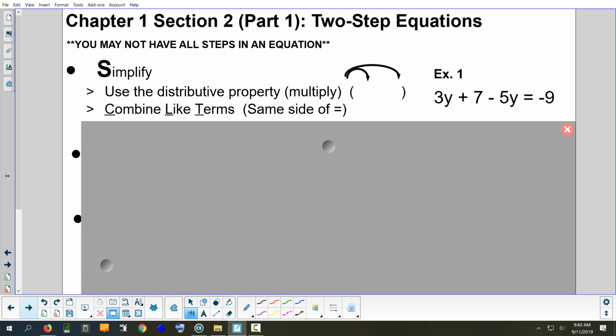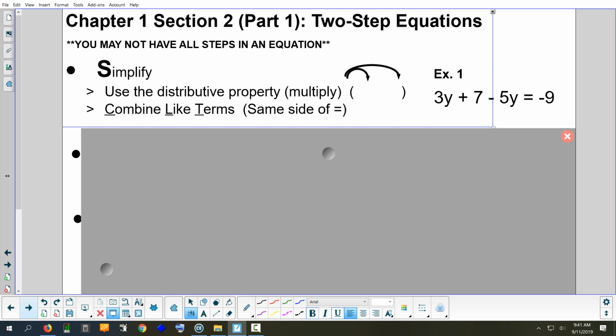Now, combine like terms doesn't mean to start moving stuff from one side to the other. Not yet. Combine like terms means, all right, you've got two terms on the same side that are like terms, we're going to put them together. Kind of like we have in example 1. Example 1 is a problem where you would combine like terms first. Under simplify, I wrote the steps in the order you would do them. So if you had both the distributive property and combine like terms, you do the distributive property first.